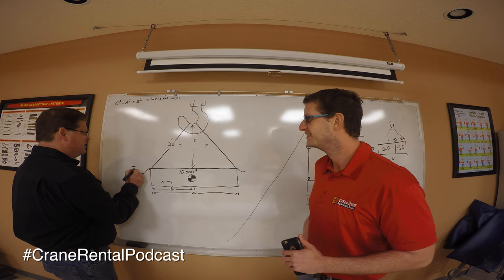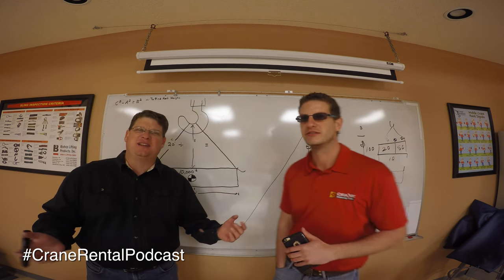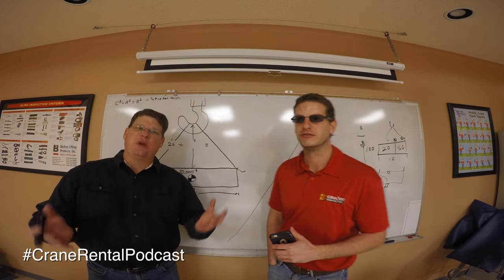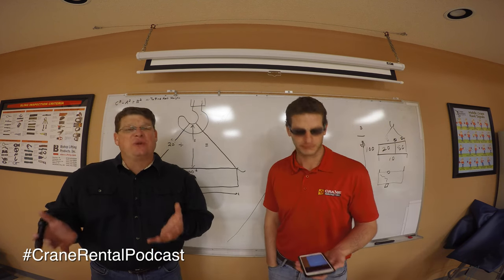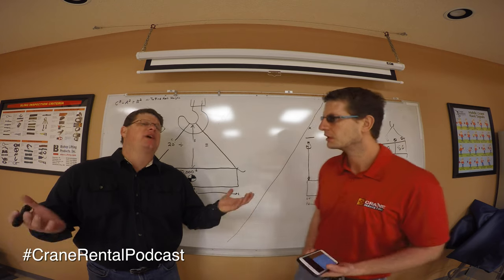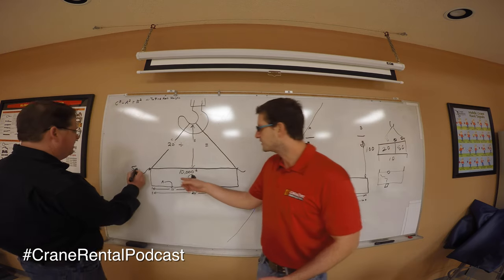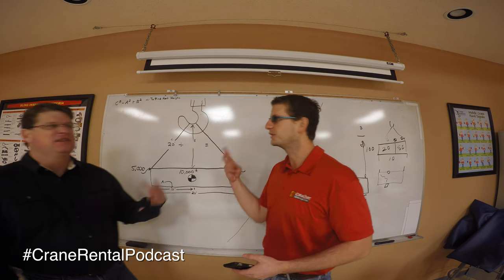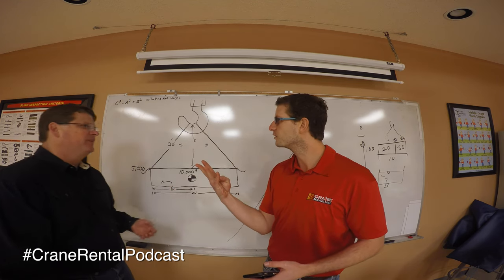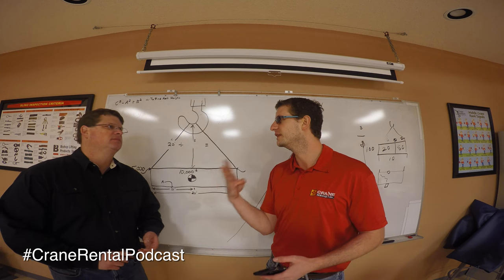Share of load is exactly that. It's how much actual weight are you picking up at each pick point, or how much actual weight is each sling going to pick off the ground? So that number is basically whatever your weight is divided by two, in this case because we have two slings. Now, if you had four, only three are technically lifting the weight.